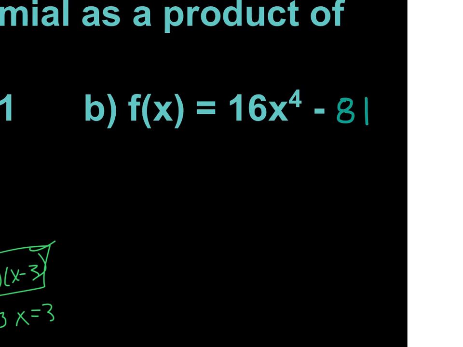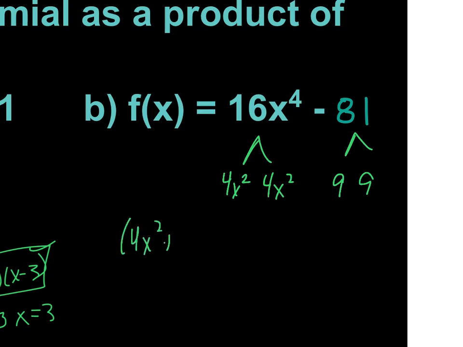What about here? Can I factor this one? No, 81 is 9 squared. I can factor it, right? There's no GCF, but I can factor. What times what gives me 16x to the fourth? 4x squared and 4x squared, right? What times what gives me 81? 9 and 9. This is the difference of perfect squares. So I have 4x squared plus 9, 4x squared minus 9, right?